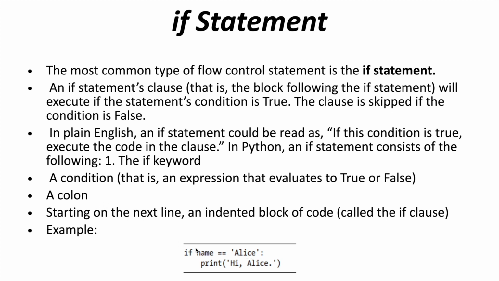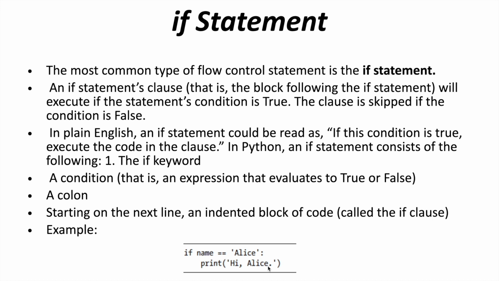The next component is a colon. You can observe the if keyword is there, name is equal to Alice is the condition, followed by a colon. After this first part, that is the condition, the next part will contain the indented block of code. Here my indented block of code is print Hi Alice.